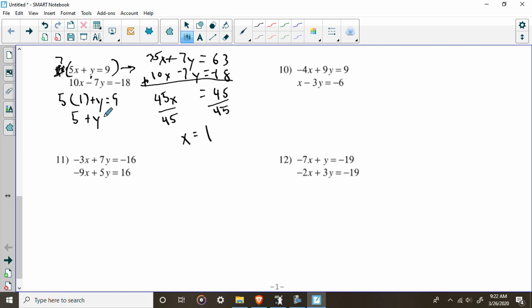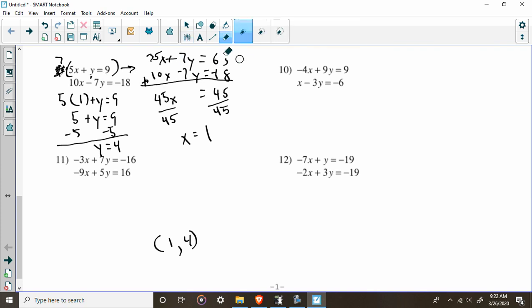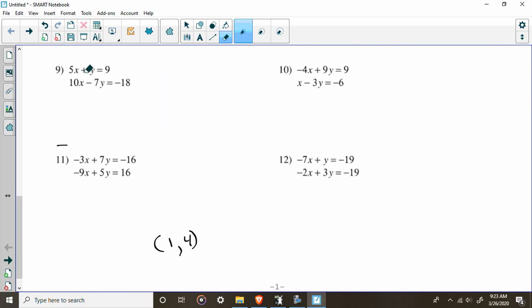5 plus y is equal to 9. Y is equal to 4, okay? So again, your answer should be (1, 4). Good? So again, we multiplied this one by positive 7, so we would have a positive and negative 7 together. I'm going to show you the same problem using another way, just to show you that we'll get the same answer.